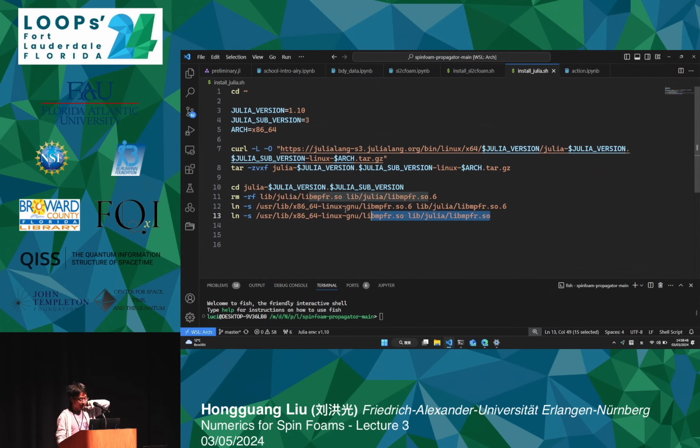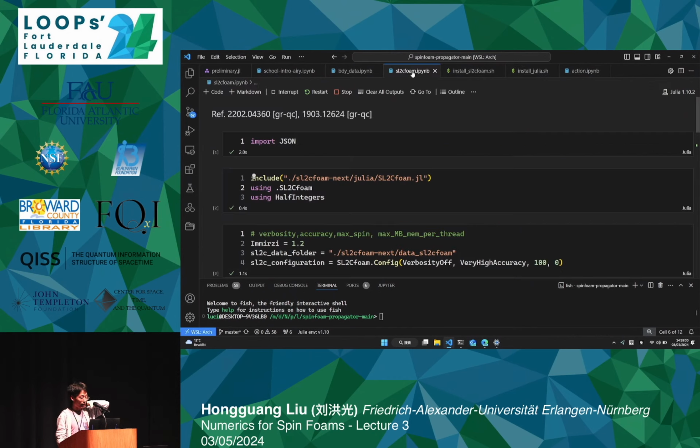And you can do this: just find the position of the system library and make a link to the Julia one. It's simple. You can just read this and run it in your system. That's the only thing you need to do. And afterwards, you can run it in Julia. If you download everything, there is already this SL2Cfoam folder, and it contains the Julia interface, and what you need to do is just run it.